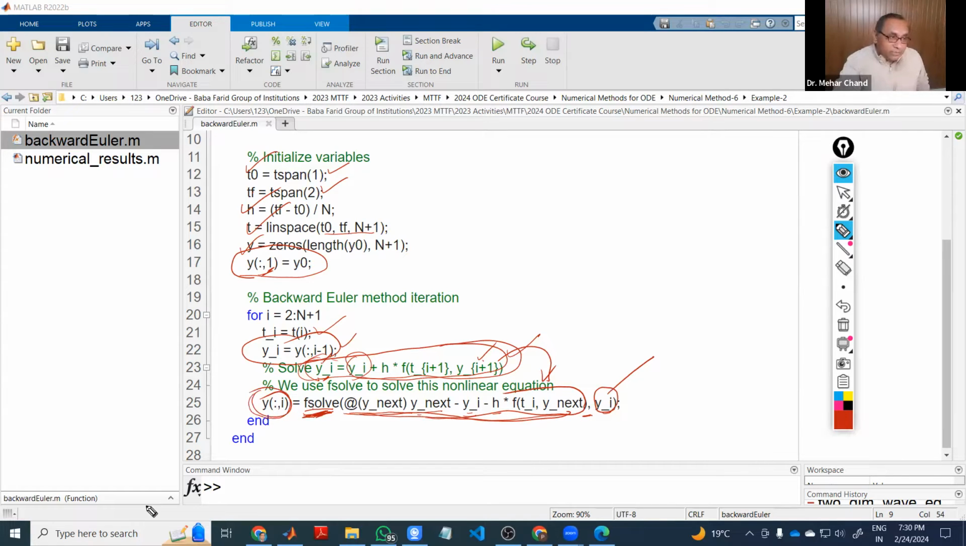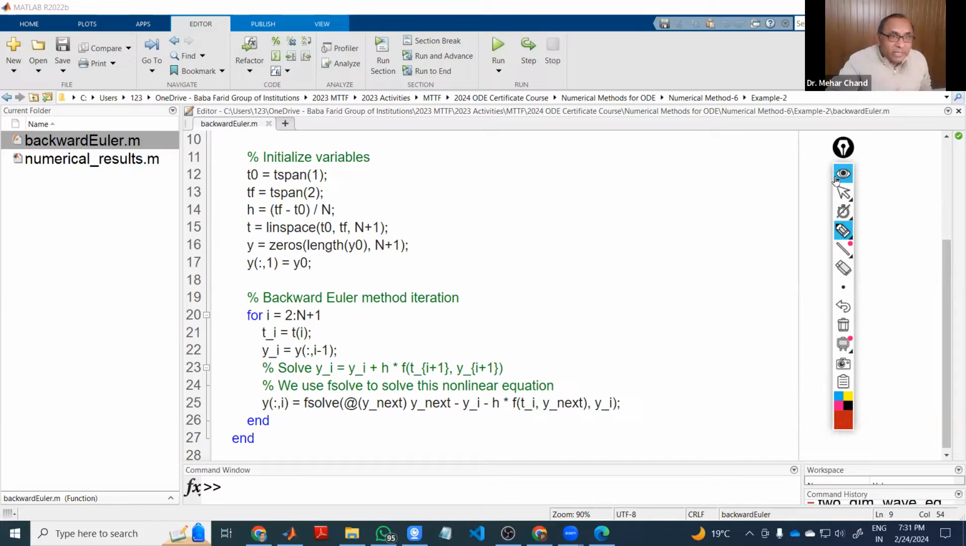So all the values computed corresponding to the index we are providing here, i equal to 2 to n plus 1, will be stored at this place, and then we can use this program to find the solution of a differential equation.